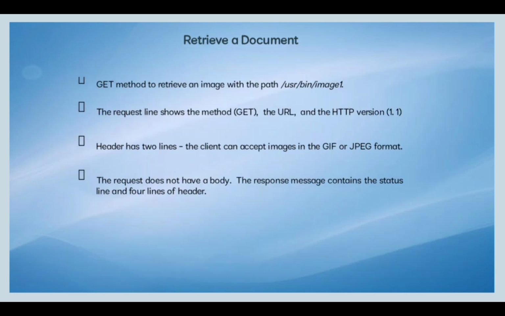Retrieving a document. We use the GET method to retrieve the image with the path /usr/bin/image. The request line shows the method GET, the URL and the HTTP version 1.1. The header has two lines. The client can accept images in GIF or JPEG format. The request does not have a body. The response message contains the status line and four lines of header.